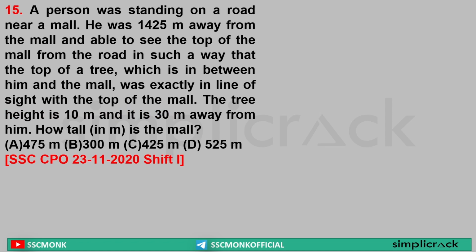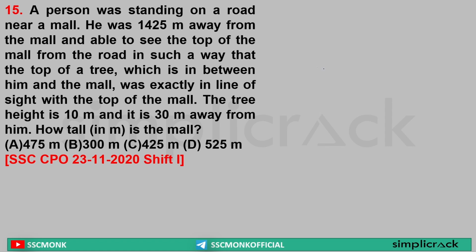Next. A person was standing on a road near a mall. He was 1425 meter away from the mall and able to see the top of the mall from the road in such a way that the top of the tree, which is exactly between him and the mall, was exactly in line of sight of the top of the mall. The tree height is 10 meter and it's 30 meter away from him. How tall is the mall?